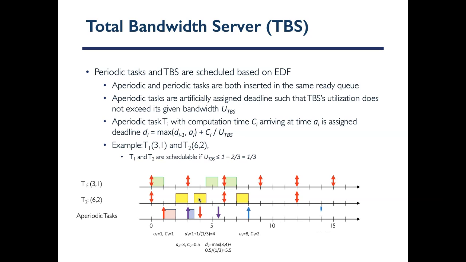So if you want to follow this example, it has more arrivals and I've done the calculation for, I think, 2 more arrivals of aperiodic tasks. Hopefully this makes sense. Okay, I'll leave that to you to look into.